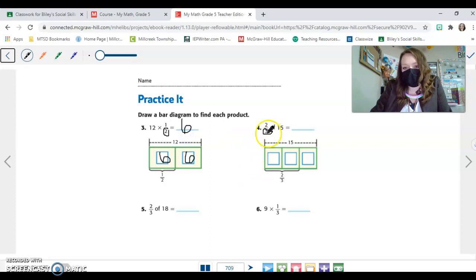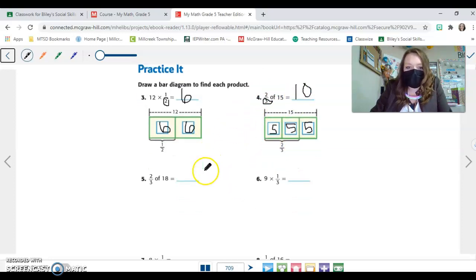Let's look at number 4. We have 2/3 of 15. Remember, the denominator determines how many sections I split this bar into. 1, 2, 3. I have 15. 15 divided by 3 is 5. And now this tells me I have 2/3. So 1, 2. 5 plus 5 is 10. 10 is our answer. Let's look at one more.